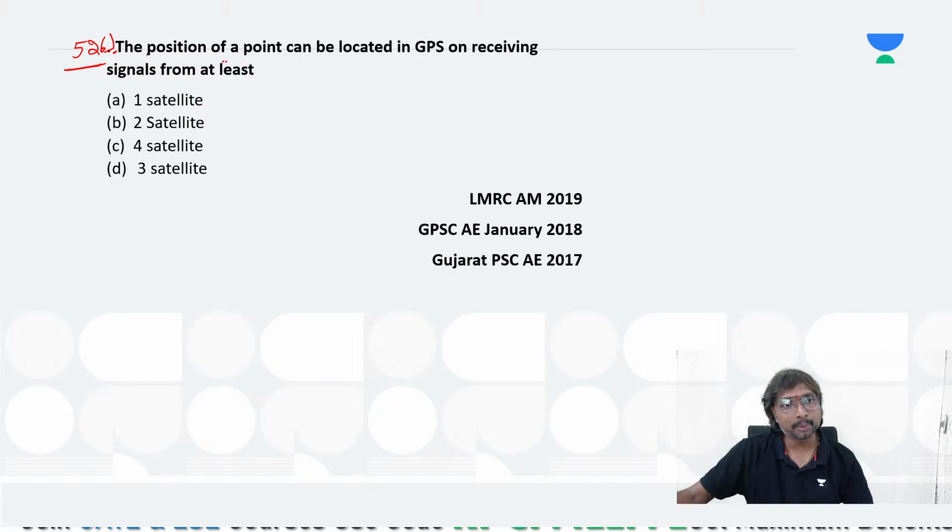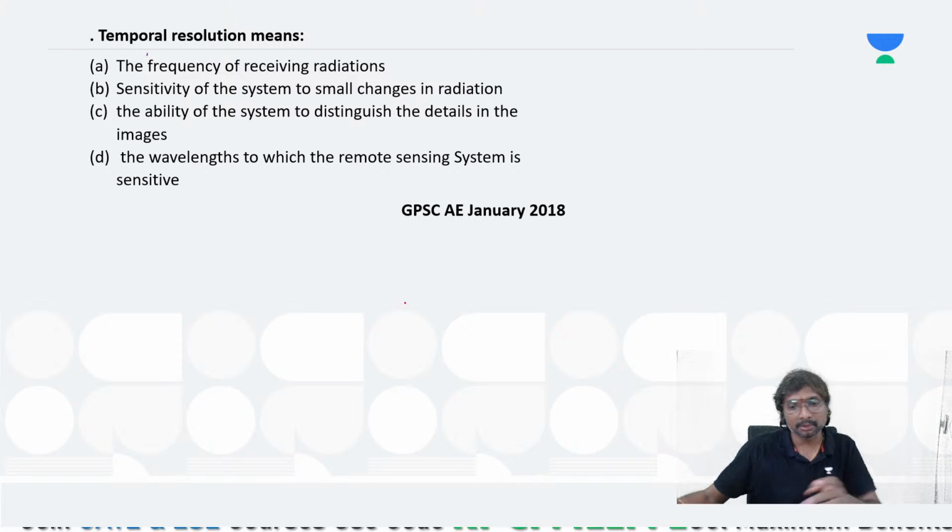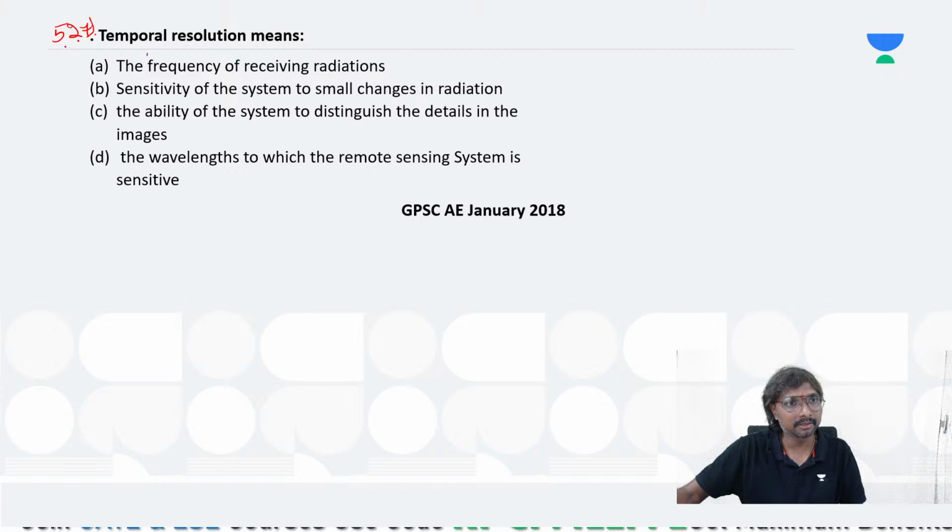The position of a point can be located in GPS on receiving signals from at least how many satellites? At least three satellites, right? You have to be careful. Three satellites for position, and one satellite for which one? One satellite for time, yes or no? No. 526. No, 527. Select the answer for this question.